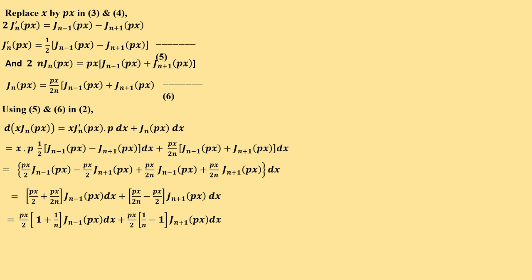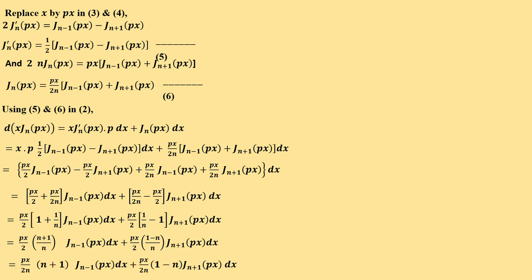That is equal to, taking px by 2 outside, (1 plus 1 by n) into Jn minus 1 of px dx, plus again taking px by 2 outside, px by 2 into (1 by n minus 1) Jn plus 1 of px dx. Taking the LCM, px by 2 into (n plus 1) by n Jn minus 1 of px dx plus px by 2 taking LCM, (1 minus n) by n Jn plus 1 of px dx. That is equal to px by 2n (n plus 1) into Jn minus 1 of px dx plus px by 2n (1 minus n) Jn plus 1 of px dx.